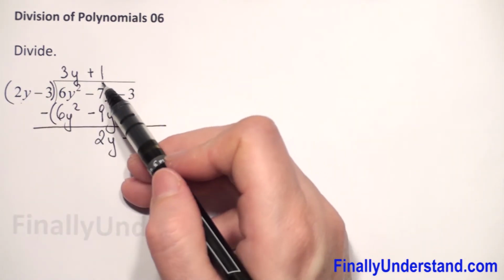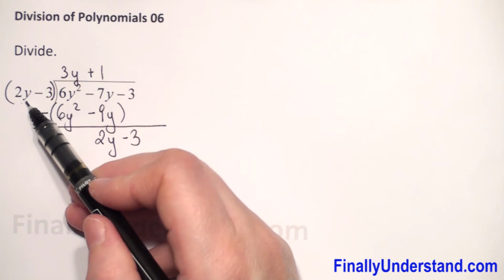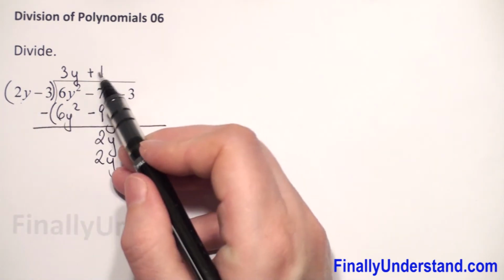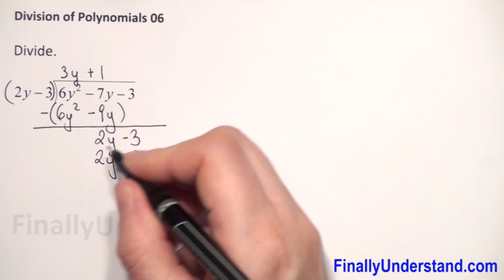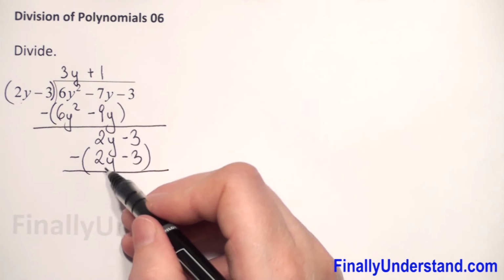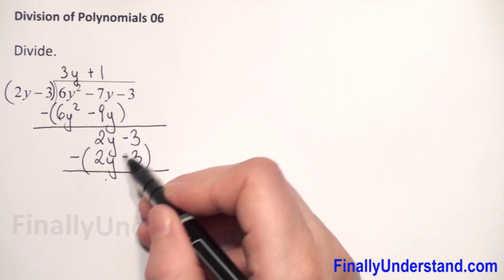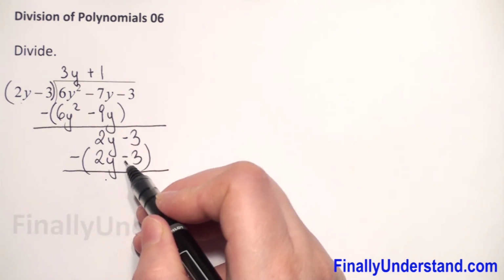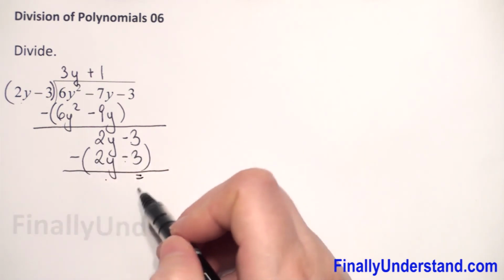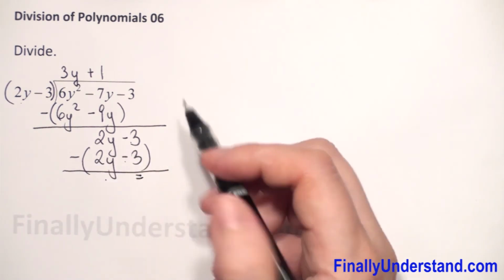And next I have to multiply every term of our divisor by 1. So 1 times 2y is 2y. 1 times negative 3 is negative 3. Again, we have to do subtraction. And we see that we have 2y minus 2y is 0, negative 3, and we have negative and negative, so it will be positive. Negative 3 plus 3 gives me 0. So our remainder is 0.